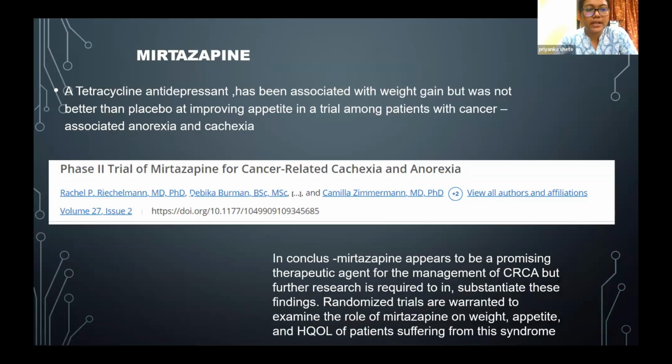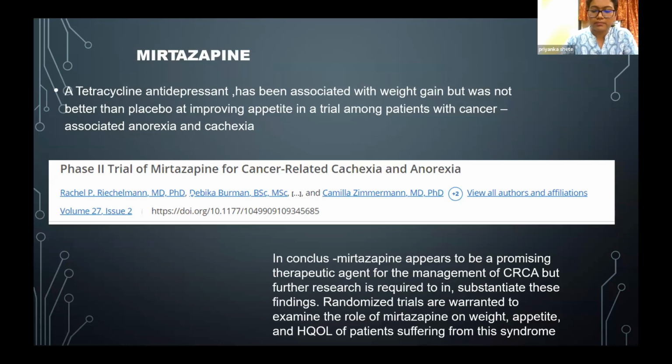Then mirtazapine, a tetracyclic antidepressant, has been associated with weight gain but was not better than placebo at improving appetite in a trial among patients with cancer-associated anorexia and cachexia. There is a paper by Riechelmann, a phase 2 trial of mirtazapine for cancer-related cachexia and anorexia, which concludes that mirtazapine appears to be a promising therapeutic agent for management of cancer-related cachexia and anorexia, but further research is required to substantiate these findings. Randomized trials are warranted to examine the role of mirtazapine on weight, appetite, and quality of life in patients suffering from this condition.